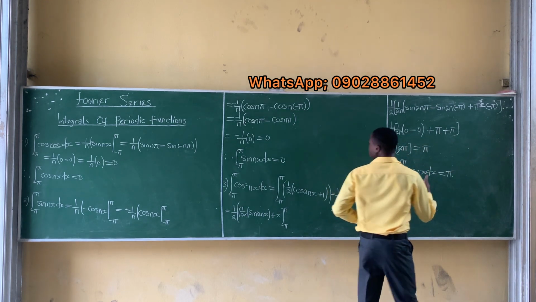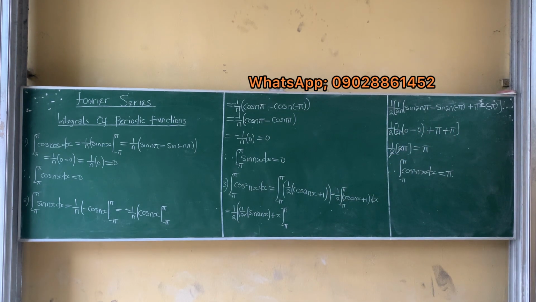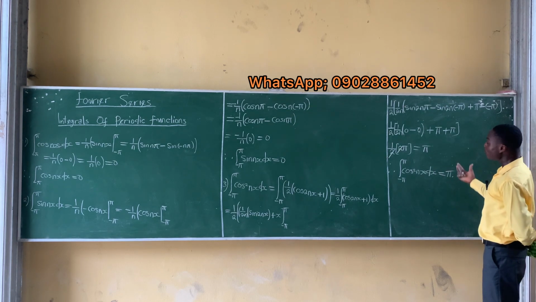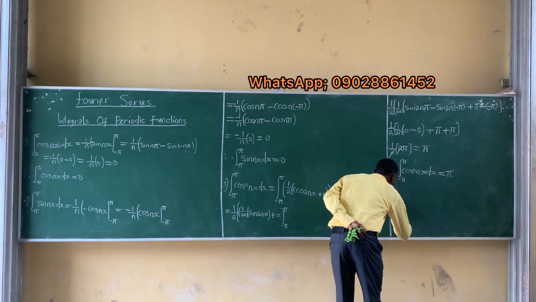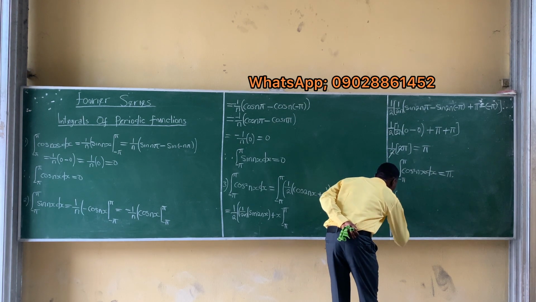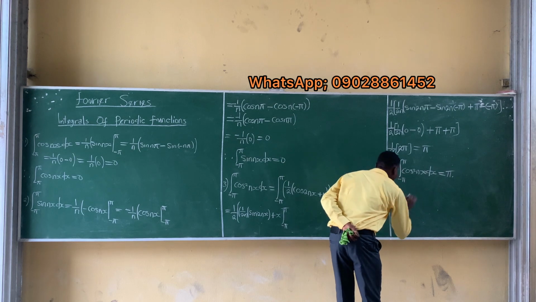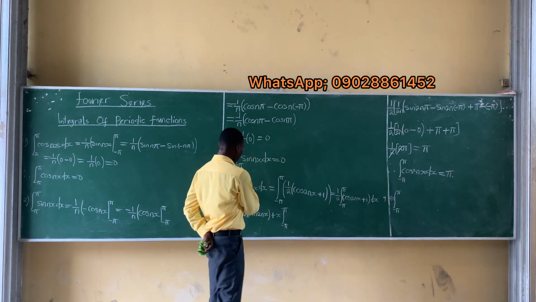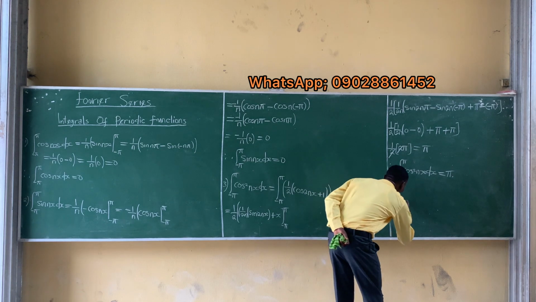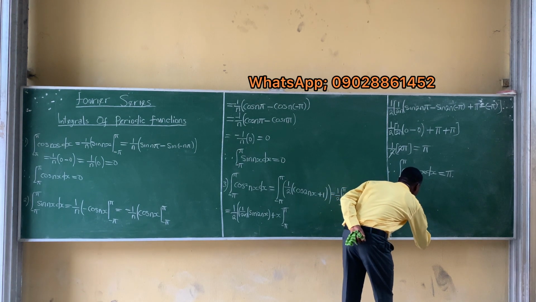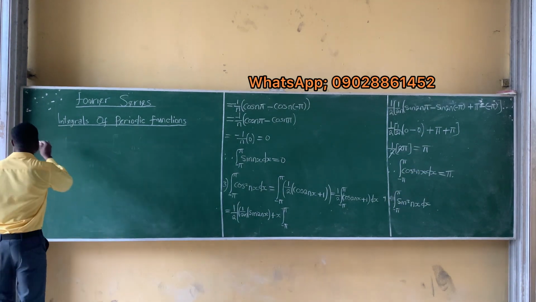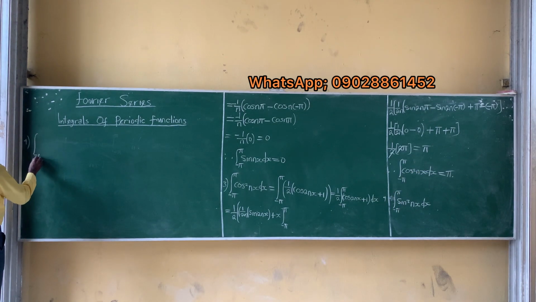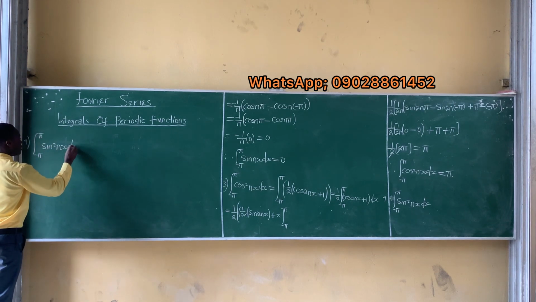Please take note of these integrals of periodic functions because we are going to be using them in finding the Fourier series coefficients. Now the fourth one we have is the integral from minus pi to pi of, this was cos square nx dx. So the next one here will be sine square nx dx. So we have the integral from minus pi to pi of sine square nx dx.